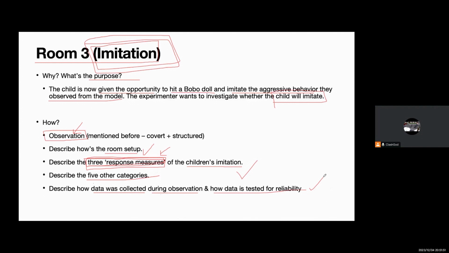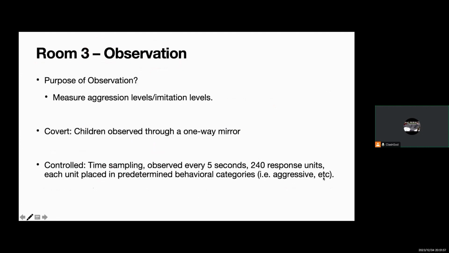Okay, let's go into room 3, starting with observations. So how are observations conducted? The purpose of observation is obviously to measure aggression levels and imitation levels of the children, so how much they imitate the aggressive behavior they observed in room 1. Of course, you do not need to memorize this. Try to understand the purpose. You should be able to figure it out.